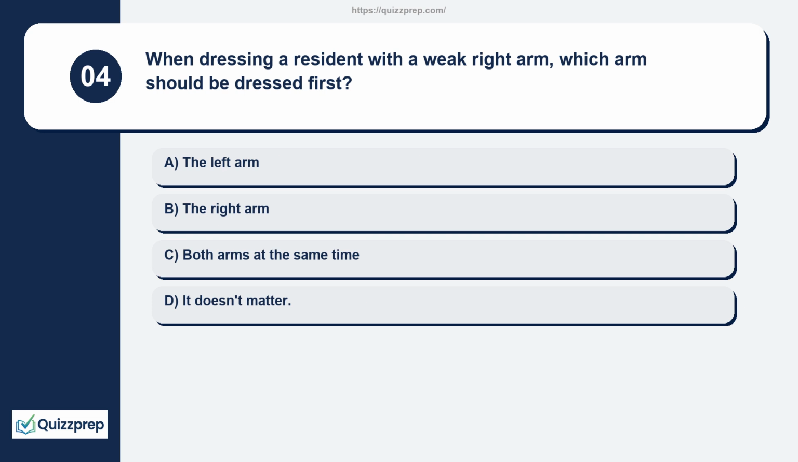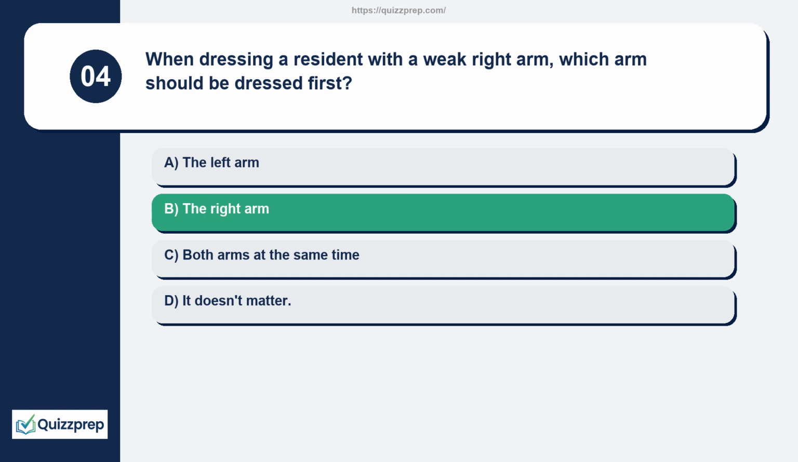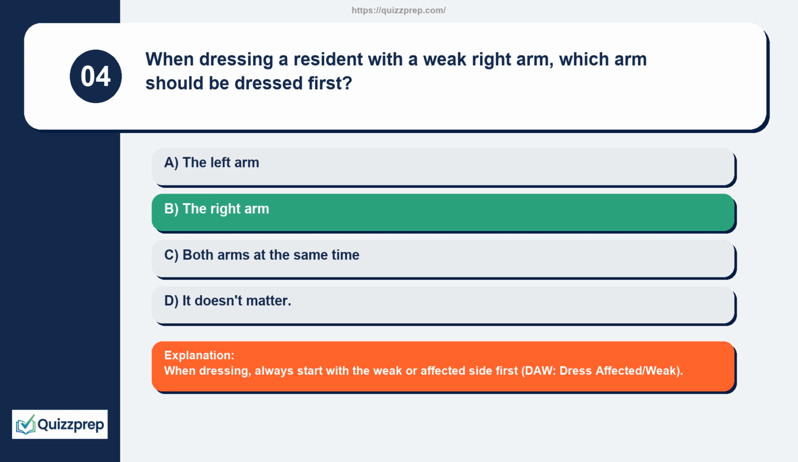Question 4. When dressing a resident with a weak right arm, which arm should be dressed first? The left arm, the right arm, both arms at the same time, it doesn't matter. When dressing, always start with the weak or affected side first. Dress affected, weak side first.